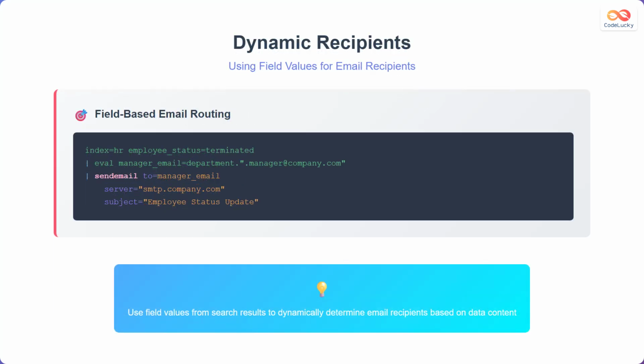One powerful feature of the send email command is the ability to use field values from your search results to dynamically determine email recipients. In this example, we search for terminated employees in HR records, then use the eval command to construct manager email addresses based on the department field. The command eval manager_email equals department manager at company.com creates dynamic email addresses. The send email command then uses this field as the to parameter, automatically routing notifications to the appropriate department managers. This field-based routing enables scalable, data-driven email distribution.